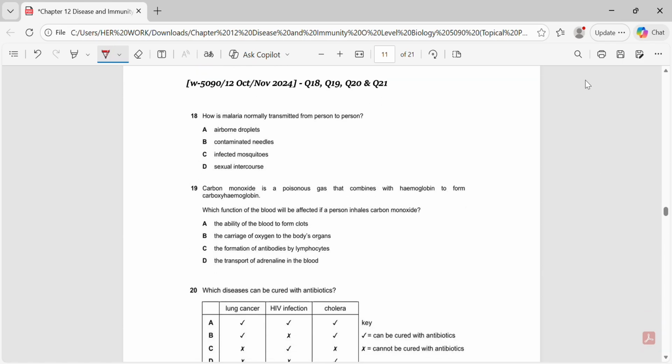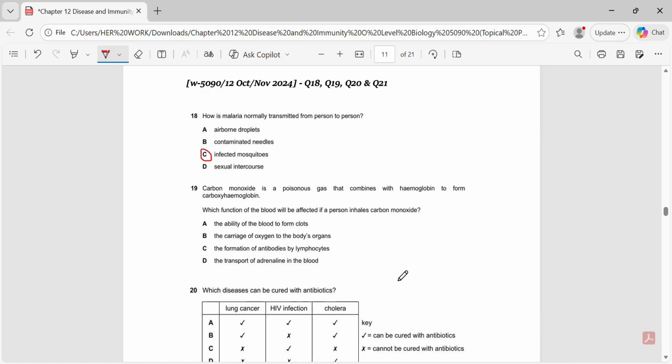Again, we have some more paper 1 questions here, so let's look at them now. The first question asks, how is malaria normally transmitted from person to person? The answer is C, infected mosquitoes. Malaria is caused by a parasite that is transmitted to humans through the bites of infected female Anopheles mosquitoes. It is not spread through airborne droplets, contaminated needles, or sexual intercourse.